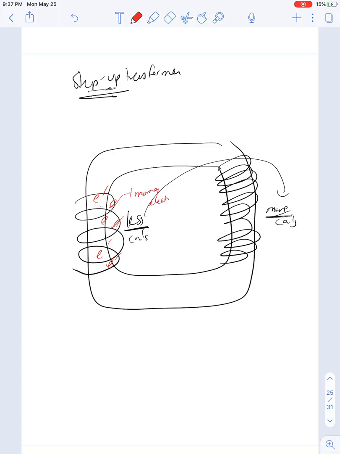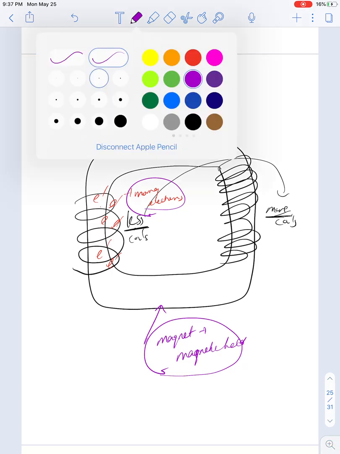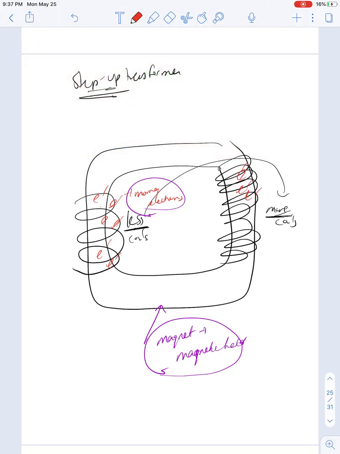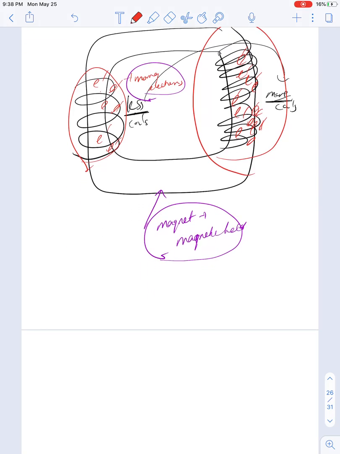the moving electrons here cause this magnet, right, it has a magnetic field. So these moving electrons interact with the magnetic field, and they cause the electrons to start moving here. Now you can see you have more electrons on this side, you're generating more current, and so you're actually increasing the electrical energy, right? You're increasing it, you're stepping up. And that's basically all you need to know.